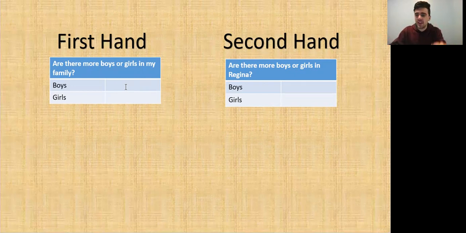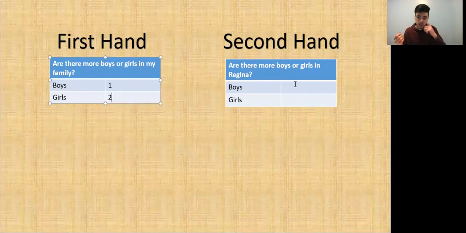So first-hand data, are there more boys or girls in my family? I could collect this information. I could say, well, there's me, that's it, one boy, and there's my wife and my daughter, that's 2 girls, so then I have my first-hand data. Second-hand data, usually it's when something is more broad, it's not personal to you, maybe a bigger category, something you couldn't count yourself. You might as well just look it up, and there'd be answers online.